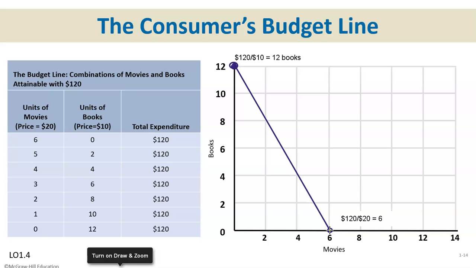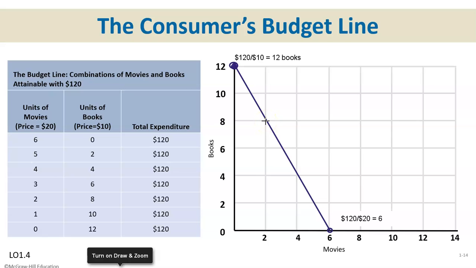And that is your budget line. So the budget line actually shows you, if the person spends all of their money, how much of the two goods could they purchase. So if we're looking at any point along the line, like for instance, this point right here, at this point, the person is purchasing 8 movies and 2 books, and that's going to cost them exactly $120.